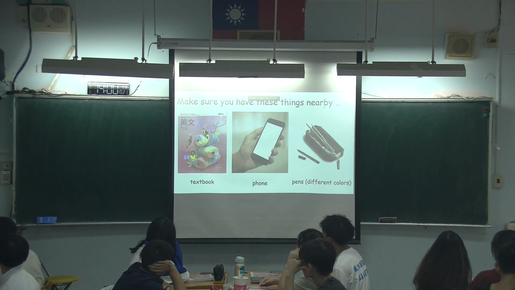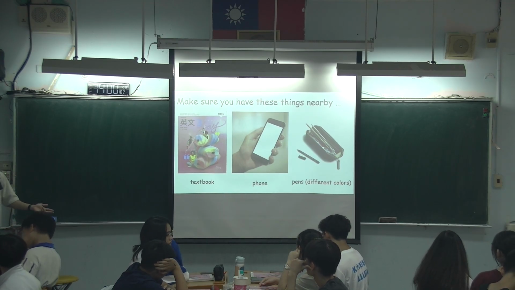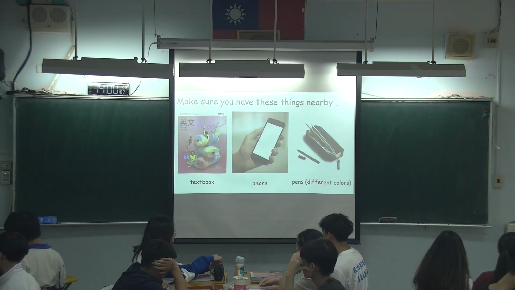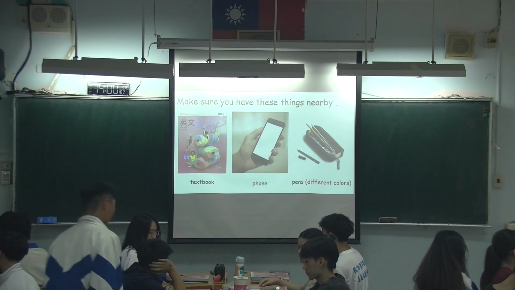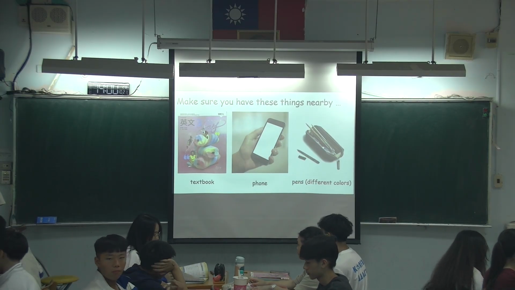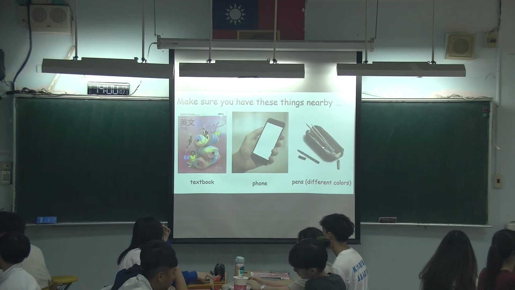So these are three things that we just mentioned yesterday, right? The first one is textbook. The second thing is your phone, and the last thing is your pens with different colors, right? All right. I'll give you 10 seconds for a final check. Alright. Ready? Alright, so let's start today's lesson.